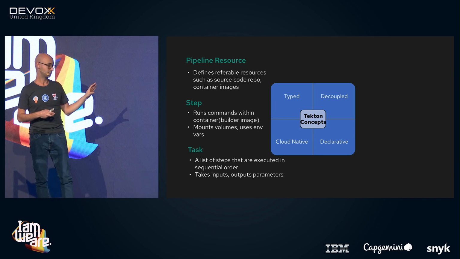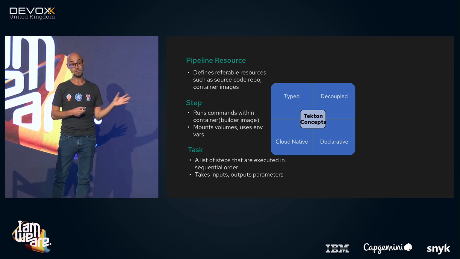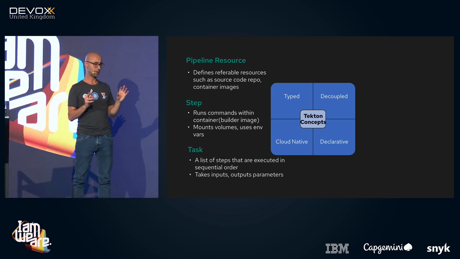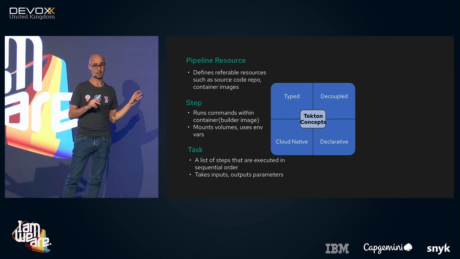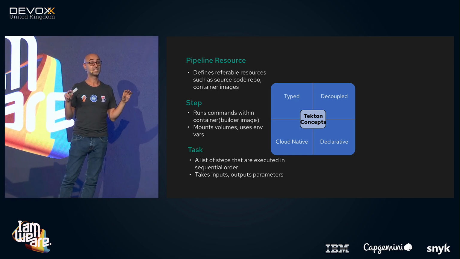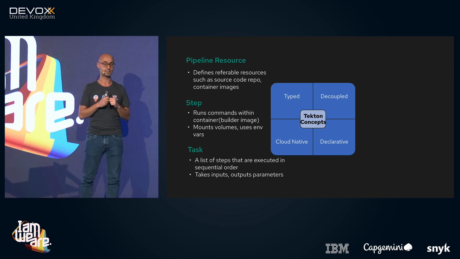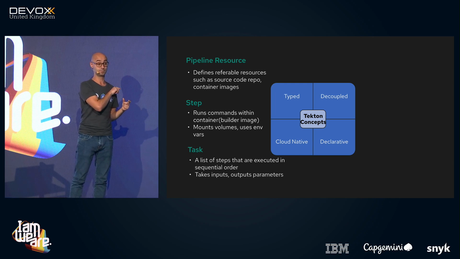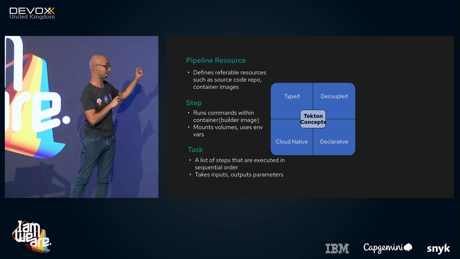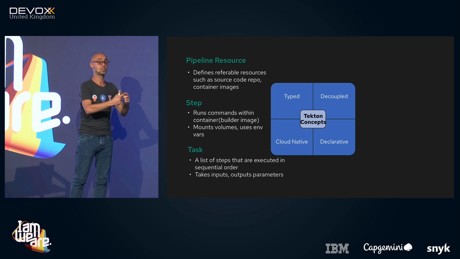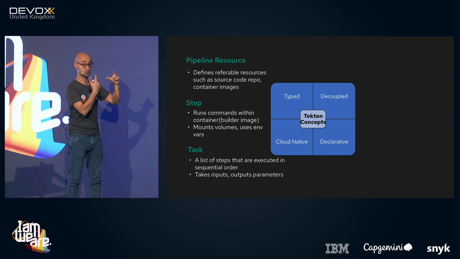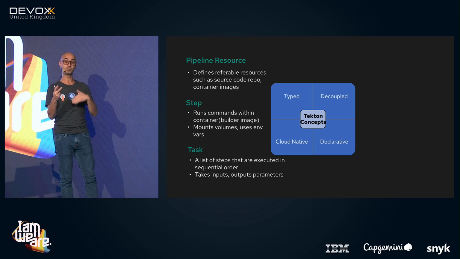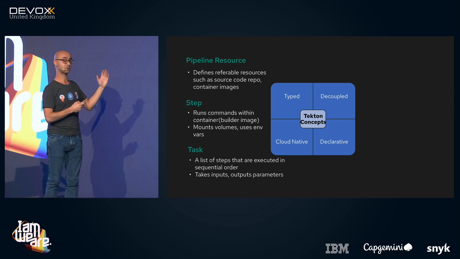And then we've got the task. And the task is just a list of steps that are executed in sequential order. Now think about, what is a task in terms of Kubernetes? It's a pod. Because remember that in Kubernetes, a pod can contain more than one container. So if a step is a container, a task is just a pod that contains a list of containers, where each of these containers represents a step, executed in sequential order, and it takes input and output parameters.